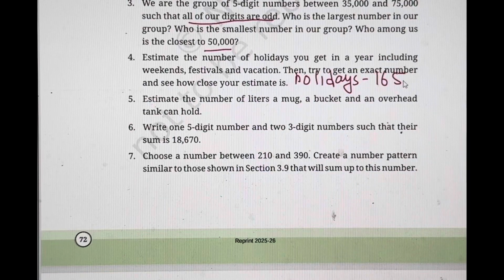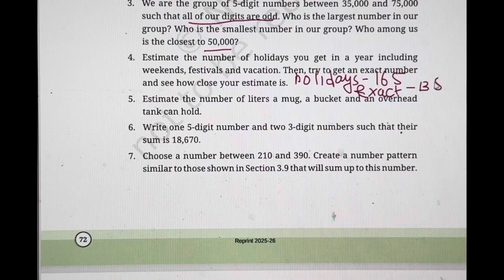Now, if you calculate the exact number, then it depends from school to school. Suppose the exact number is around 135. Then you are a little far away from the estimate. If you get a number around 160 or 170, then you are very close to the estimate. So these estimation questions and answers may vary from school to school, from person to person. Nothing is wrong in that.